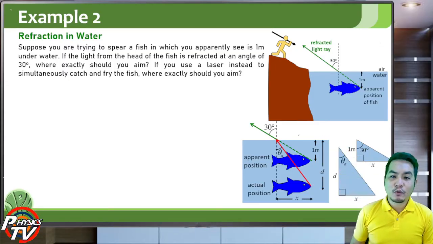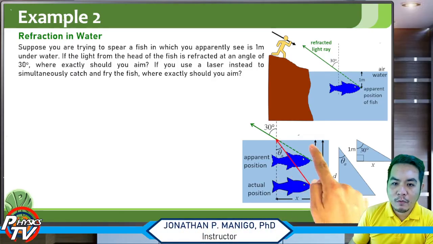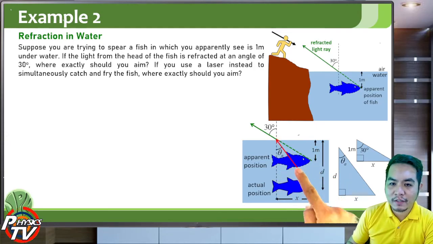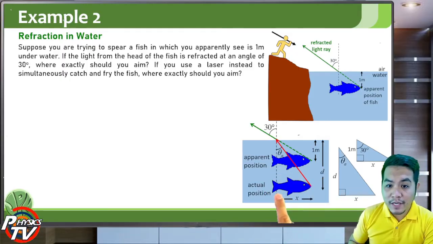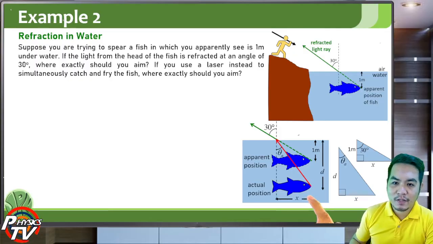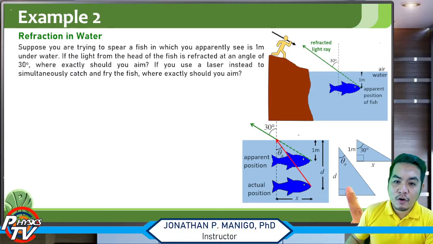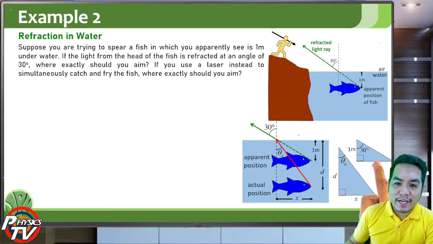So we see two right triangles here. This right triangle, where one side is 1 meter, one side is x. And then we also see this right triangle here, where this side is the quantity that we are looking for, and this distance is x. So we need to solve this. In order to solve the distance, we need to solve for x first.